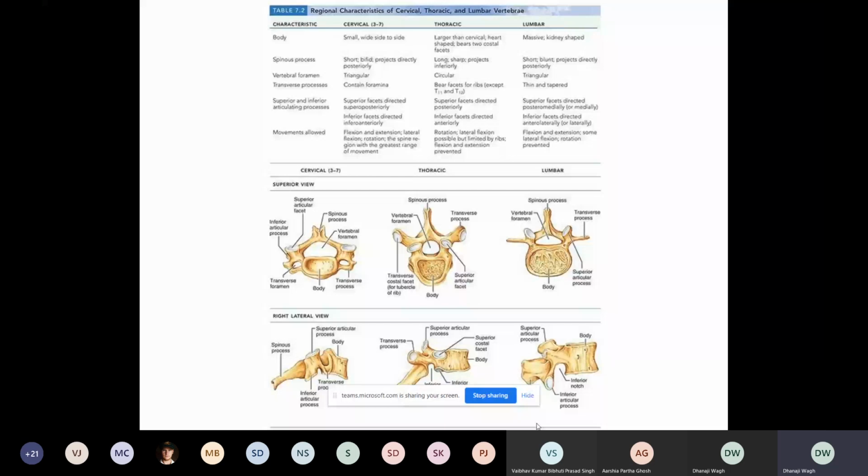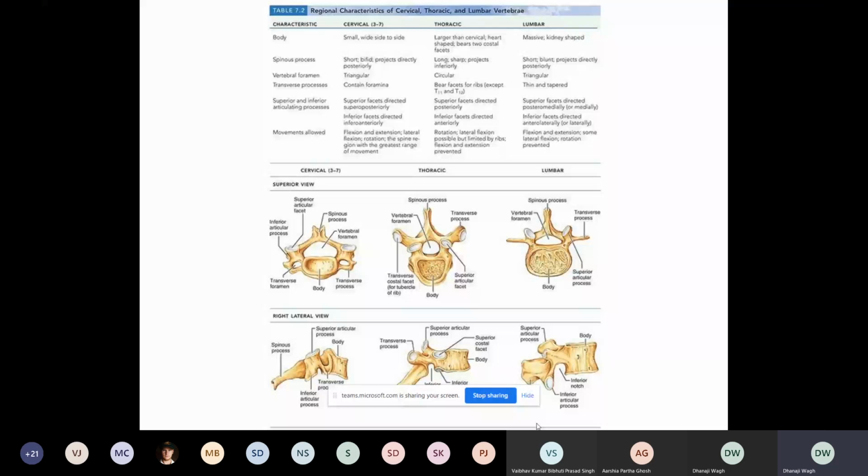There is a difference between the cervical, thoracic, and lumbar vertebra regarding the body, spinous process, vertebral foramen, transverse process, superior and inferior articular process, and the movements. The body of the cervical vertebrae is smaller, wider side to side. In the thoracic, it is larger than the cervical. It is heart-shaped and bears two costal facets. In the lumbar vertebrae it is a massive kidney-shaped body.